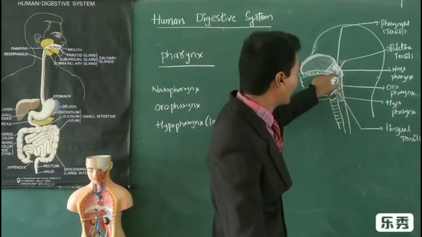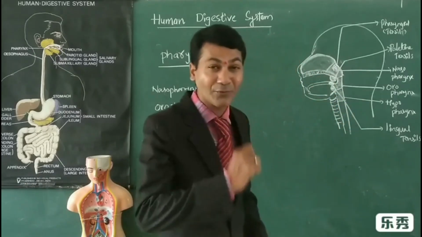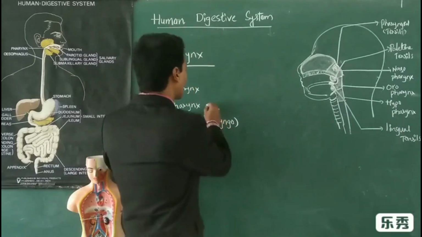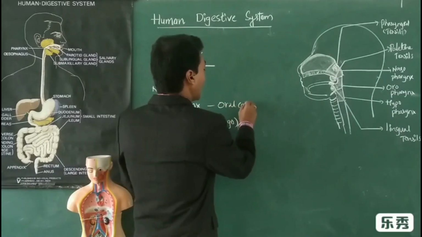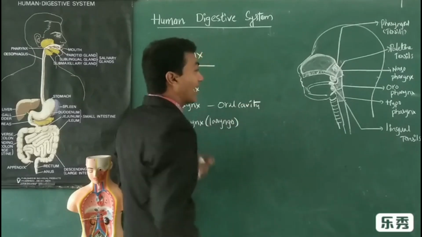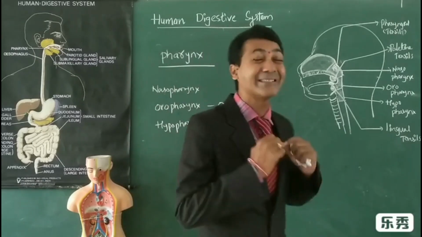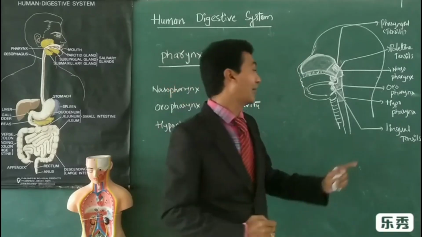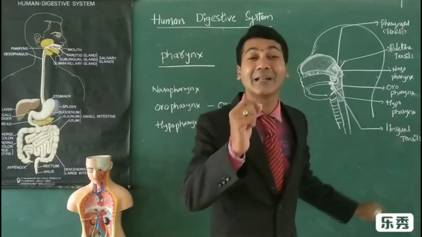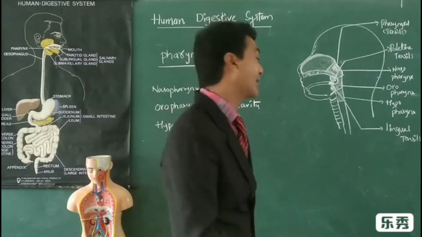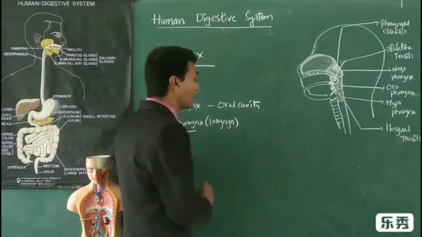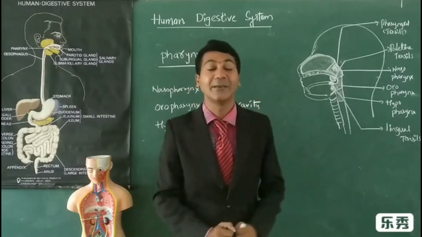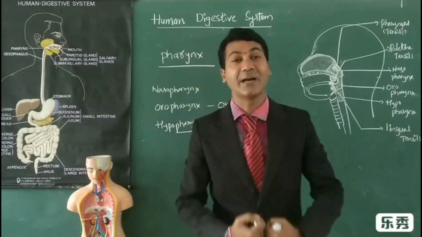And the middle part of pharynx is known as oropharynx, which is associated to oral cavity, or buccal cavity. And the lower part of pharynx, which is associated to larynx as well as esophagus, is known as hypopharynx or laryngopharynx, which is the lower part of pharynx, which is associated to both larynx and even esophagus.